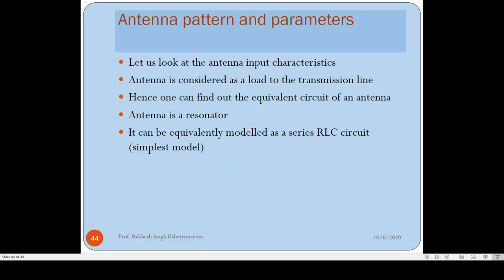We can also look at the antenna input characteristics. The antenna is actually connected to a transmission line. All the wires are replaced by transmission lines at microwave, high frequency. So the antenna is put at the end of the transmission line. You can assume this antenna is a load to the transmission line, and you can find out the equivalent circuit of the antenna. The equivalent circuit is going to change for different types of antenna. The simplest model people usually use for a resonating antenna is a series RLC resonator.